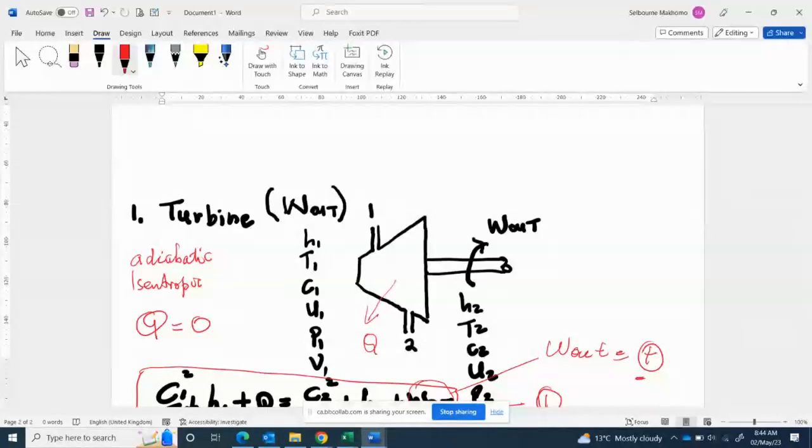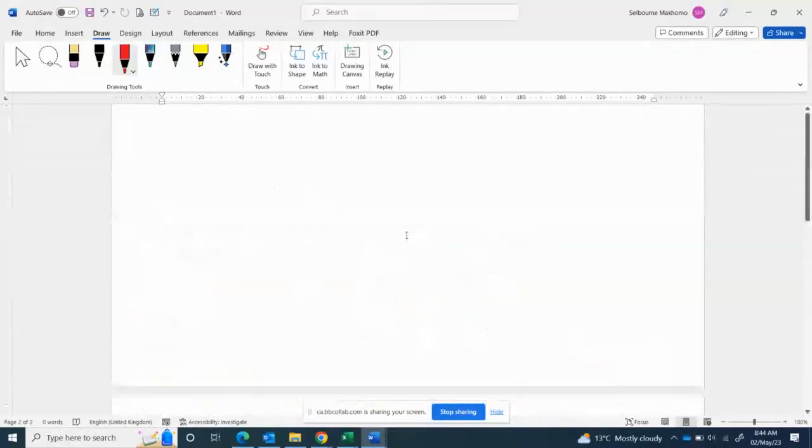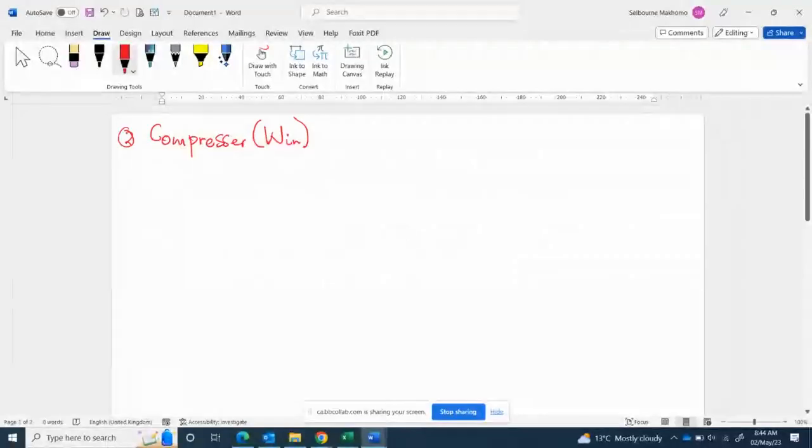The question says, for the following turbine, calculate the power or the work output. Your work output is always positive. But when we are dealing with a compressor, because it requires work from us, the work input for the compressor is always negative. So when you do your calculations and your work input is positive, you must know that you made a mistake. Please don't mix the two. Turbine, positive; compressor, negative.